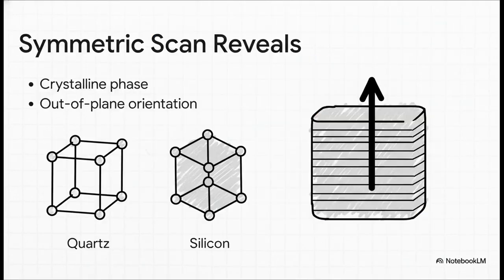And this scan answers 2 really big questions. First, what's the crystalline phase? Is it quartz or is it silicon? And second, what's its out-of-plane orientation? That's just a fancy way of asking, how are those atomic layers stacked one on top of the other?